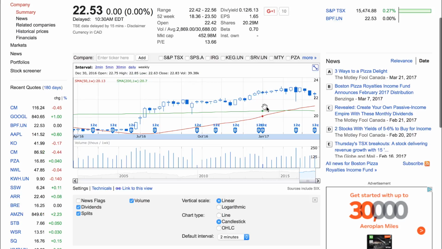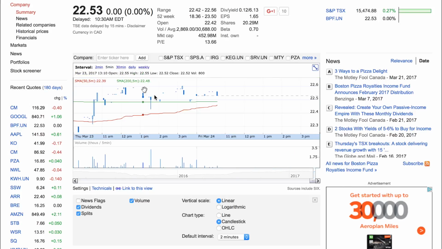And if you were, you can see that the time frame changes drastically. It goes down to like 2-minute, 5-minute, 30-minute. And this is really for people that are trading on a minute-to-minute basis. So you can look at the price of the stock as it's gone through today, and you can decide when you're going to make your trades.